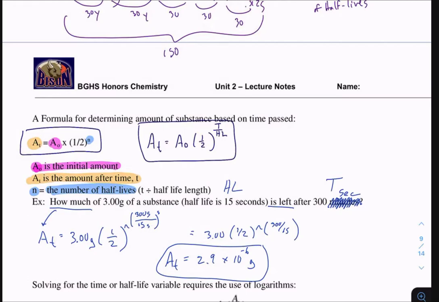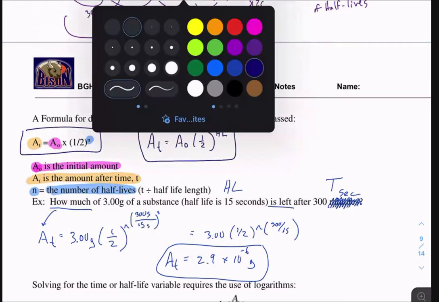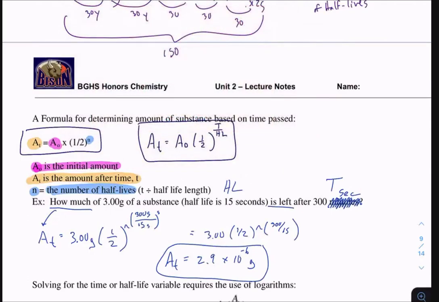What is the only other variable I could solve for if all I do is divide? This guy, right? I could solve for a sub naught by simply dividing out all of this. What that would look like then is a sub t over 1/2 raised to the time over half-life, that would be equal to a sub naught. This is the second equation. I just moved everything over to the other side. You guys okay with that?